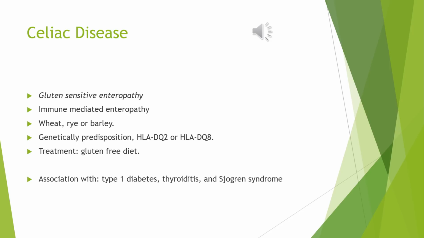Celiac disease is commonly associated with other autoimmune diseases. As I said before, autoimmune diseases tend to cluster together most of the time. So a patient who has celiac disease has a high possibility of also having type 1 diabetes mellitus or certain types of thyroiditis like Hashimoto thyroiditis and Sjogren syndrome.